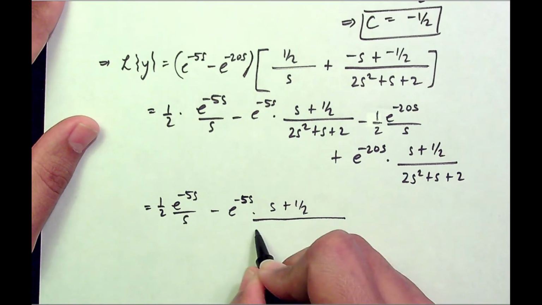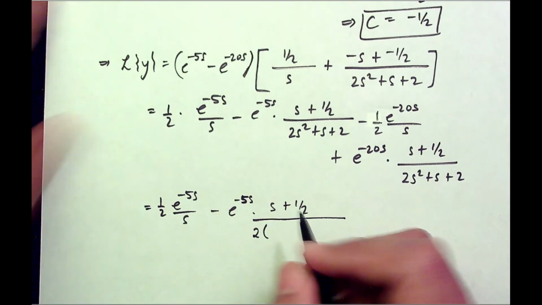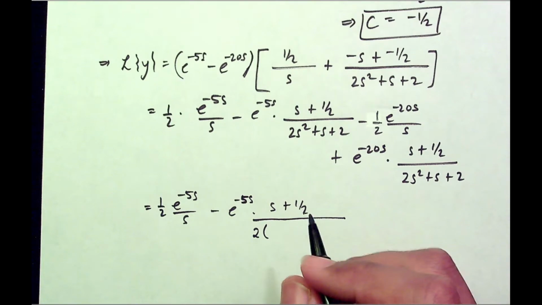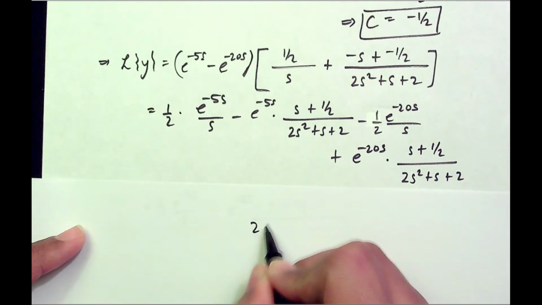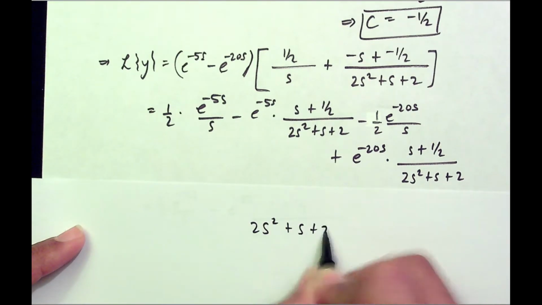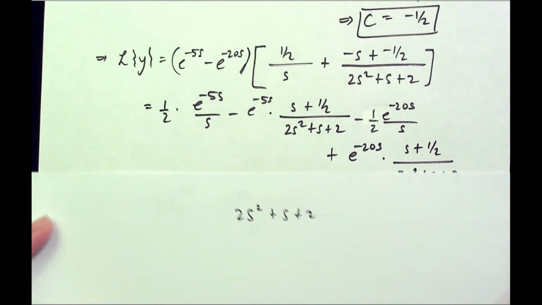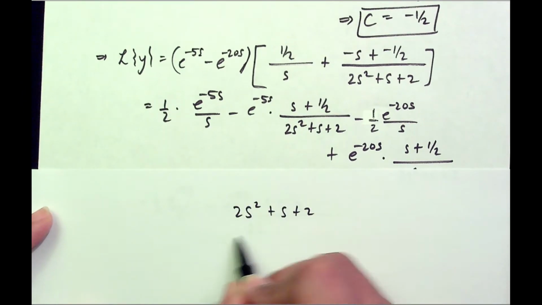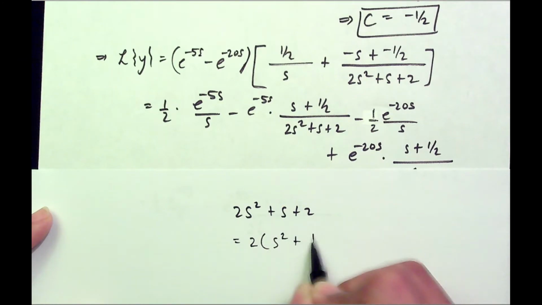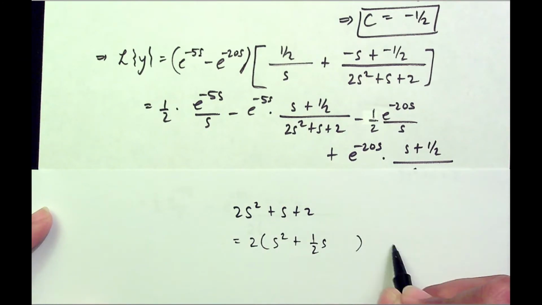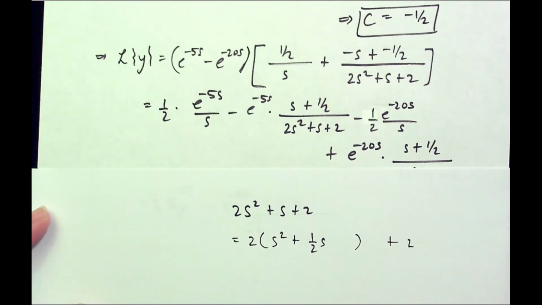You factor out the 2. Let's complete the square. I'm going to do that part on another piece of paper. So we're going to complete the square here: 2s squared plus s plus 2. So you factor out the 2 from the first two terms. You get 2 times s squared plus 1 half s, and plus the last term.